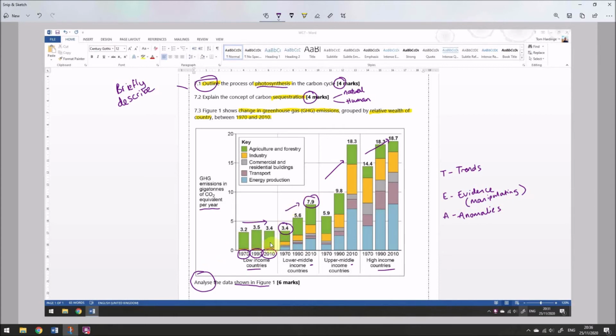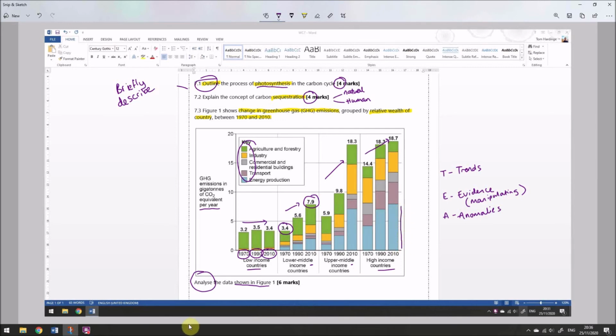So we can look at the different wealth brackets. We can look at the totals and how they've changed over time. But we can also consider the relative proportions of these different categories. So the green bit represents agriculture and forestry, the yellow bit represents industry, the grey bit represents commercial and residential buildings, transport and energy production, and so on. So we can start to think about, okay, well in a particular country, roughly what percentage is represented by a particular category.